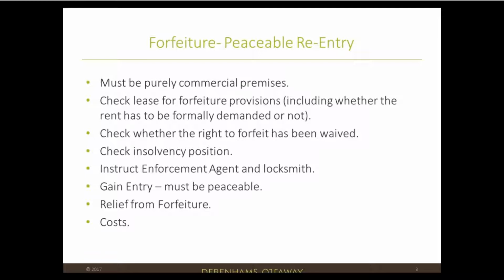pay everything and go off and apply to court for relief from forfeiture. Now, the tenant has to make an application to the court for relief from forfeiture in order to bring the lease back to life. It can't be done simply by agreement with the landlord.